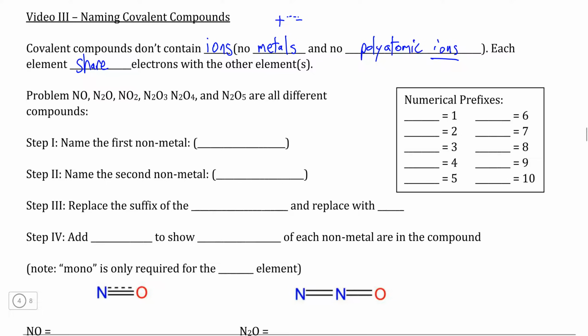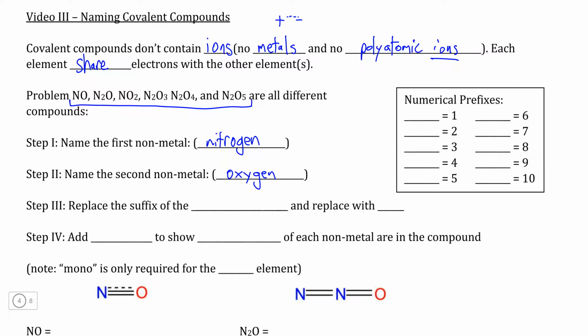Now, the good news is when it comes to naming covalent compounds, the first three steps are basically identical to the process of naming ionic compounds, only instead of naming the metal and then the nonmetal, both of the elements are going to be nonmetal. So if we take a look at all of these covalent compounds here, we can see that the first element, chemical symbol N, is nitrogen, and therefore we can simply write nitrogen, and that is the beginning of our name for all of these. We recognize chemical symbol O as being oxygen, and so we name it like this.